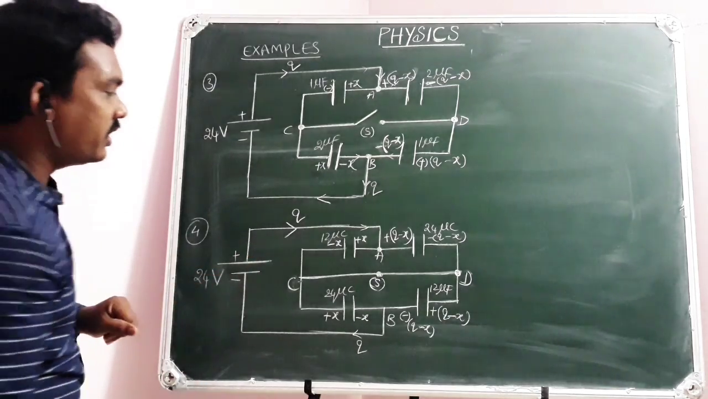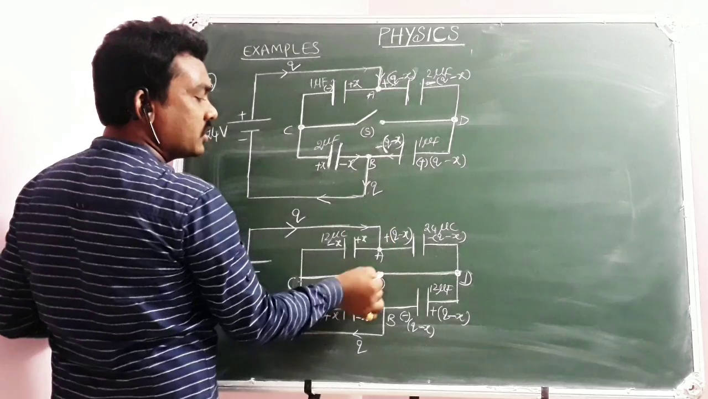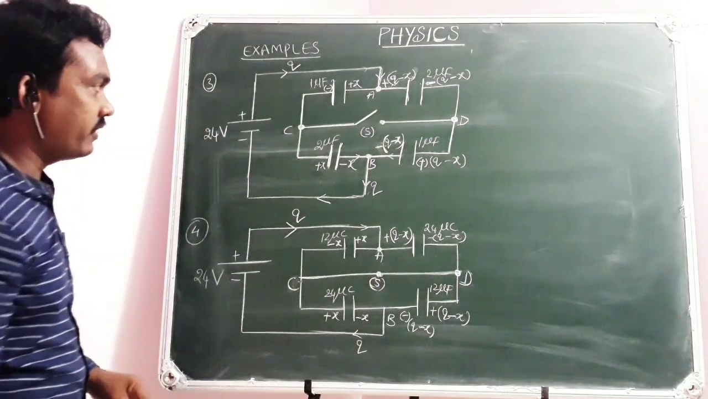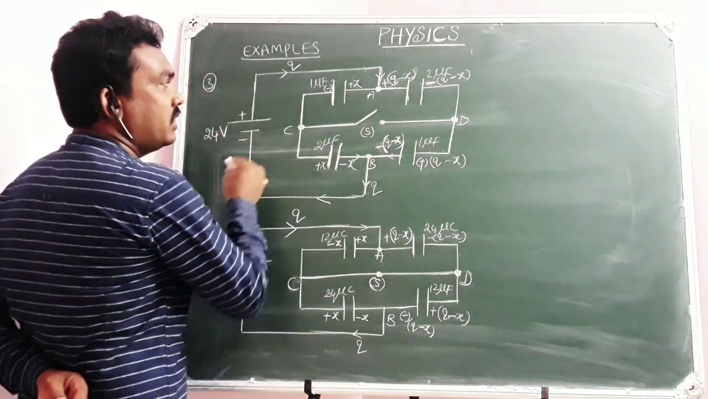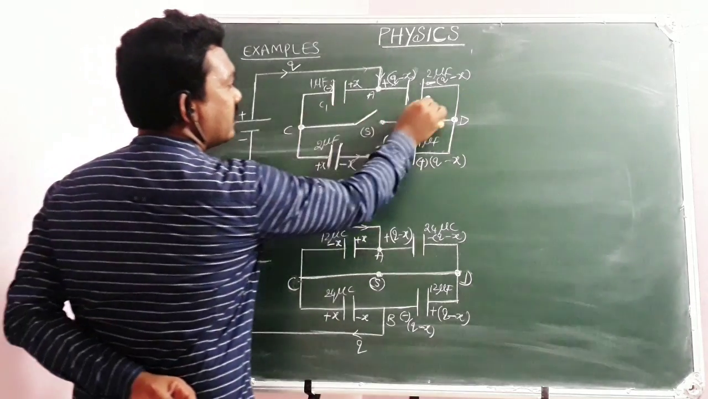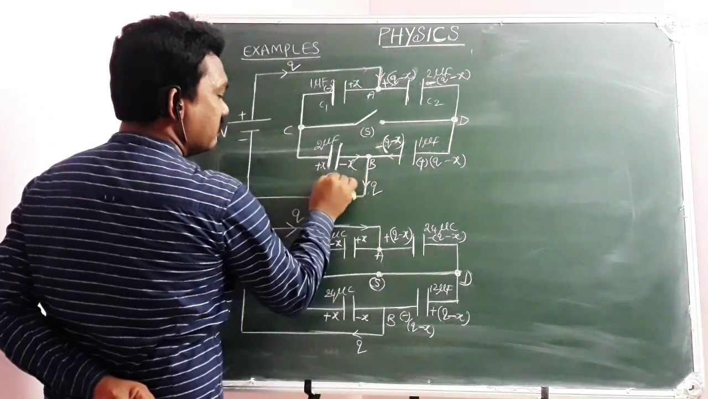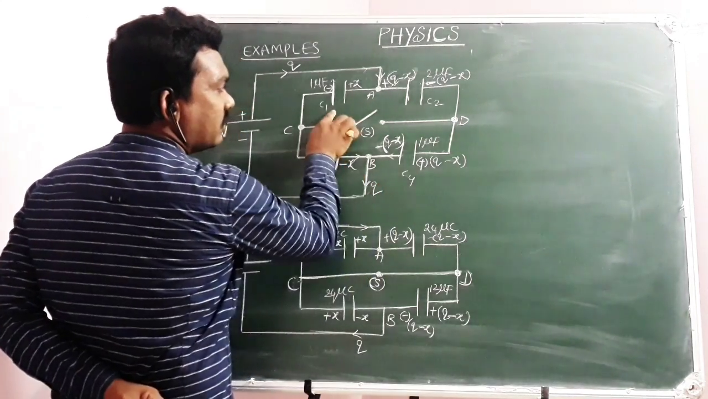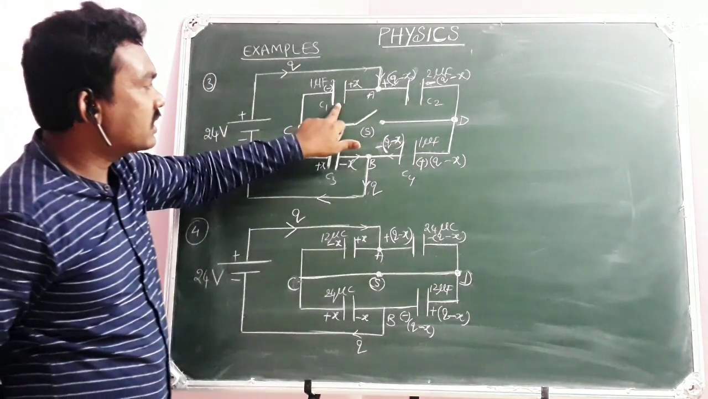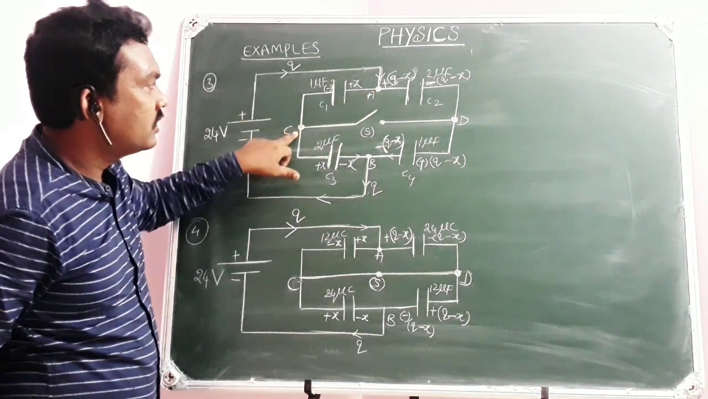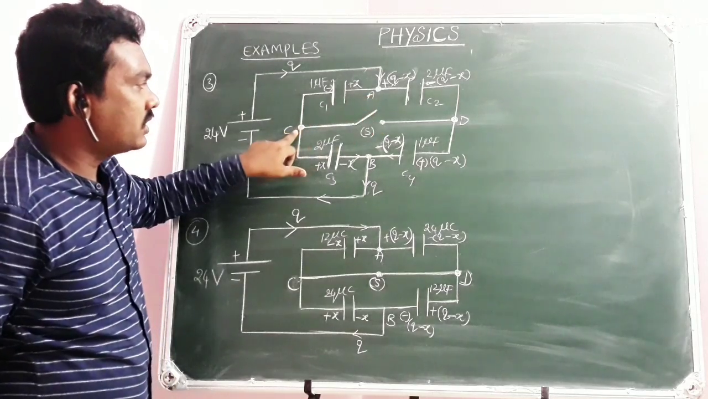But the very interesting point here is, in one case the switch is open, here the switch is closed. That's why you can see the difference now. Here when the switch is open, look at this carefully. Let me take C1, C2, C3, C4 for some time. Now here C1 is connected across AC.